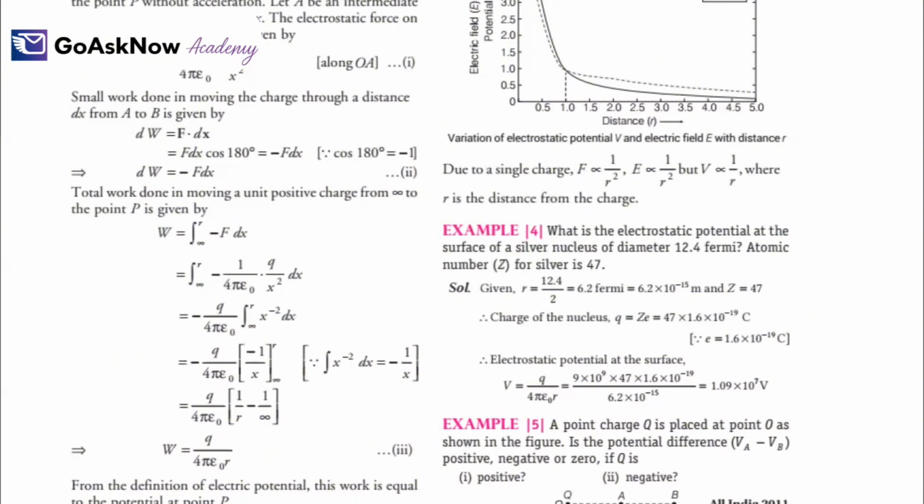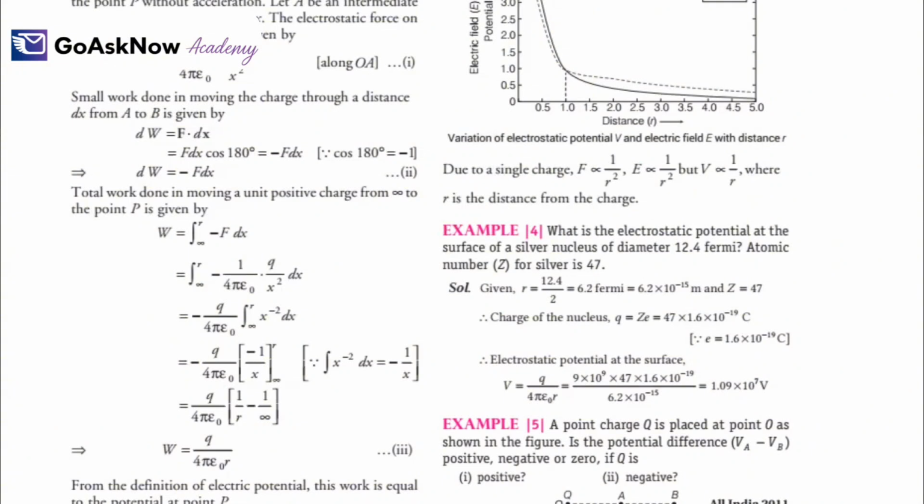So here it is given that small r, that is the distance between the silver nucleus and its surface, is equal to 12.4 by 2. Small r will be 12.4 by 2. Why? Because the diameter is 12.4, so the distance between the nucleus and the surface will be equal to the radius only.